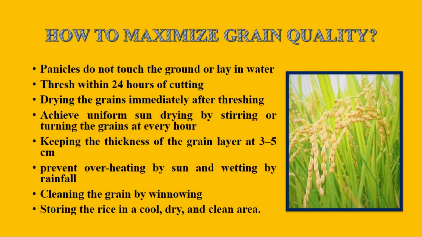Dry the grains as soon as possible after threshing. Turn or stir the grains at least once every hour when sun drying to achieve uniform drying. Sun dry on tarpaulins or clean drying pads, keeping the thickness of the grain layer at 3 to 5 cm. Cover the grain on hot days during midday to prevent overheating, and cover immediately if it starts raining. Clean the grain by winnowing after drying and store the rice in a cool, dry and clean area, preferably in seed containers for seed.